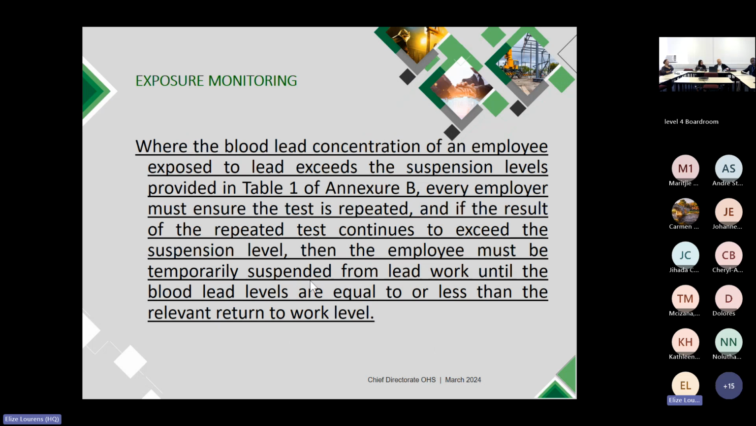So all these levels, the suspension levels as well as the return to work levels, are provided for in Annex B. And there is the use of the term lead work once again. So the idea is that if there are elevated levels, employees get removed from lead work. So it's important to understand where there is, if we can call it, non-lead work taking place, so that we can place those relevant employees in those environments in the interim until their levels normalize and they can be returned to work.